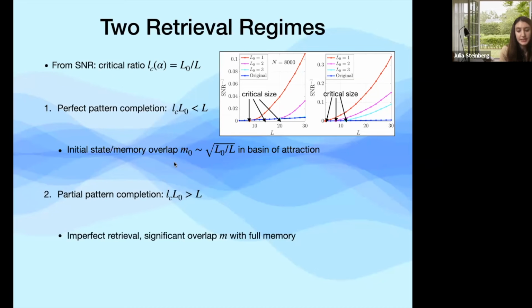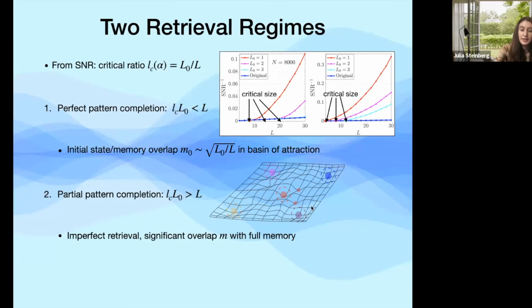In this case, you get imperfect retrieval, but as we see here, you still have a significant overlap with the memory that you're trying to retrieve. And somehow this is still useful for decoding. So you can think of that here as, you are starting in this state and you end up outside of the basin of attraction, but you're still close enough to the full memory to somehow gain information about, for example, Martin, even though Martin was never in the retrieval queue. So it's still useful even if you don't converge to the correct attractor.